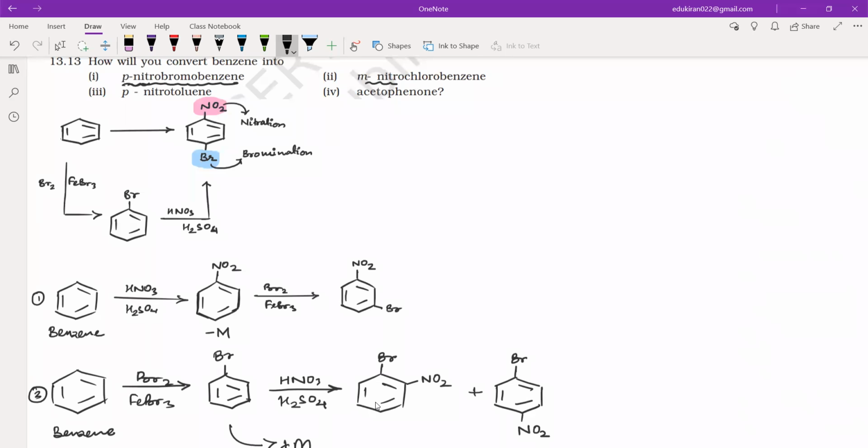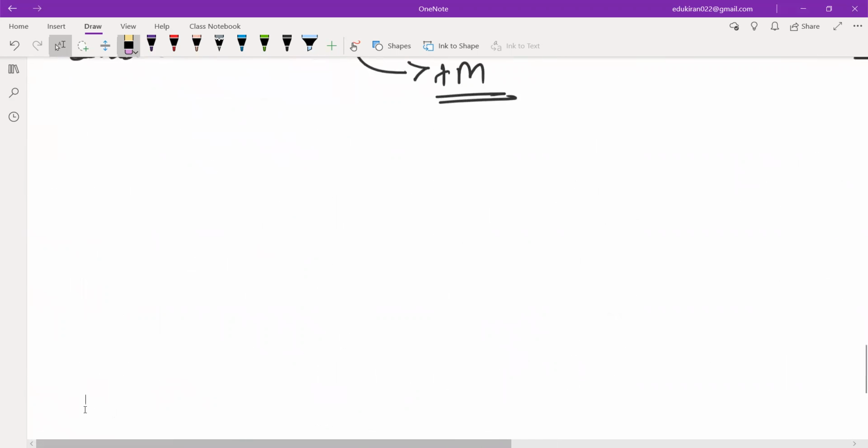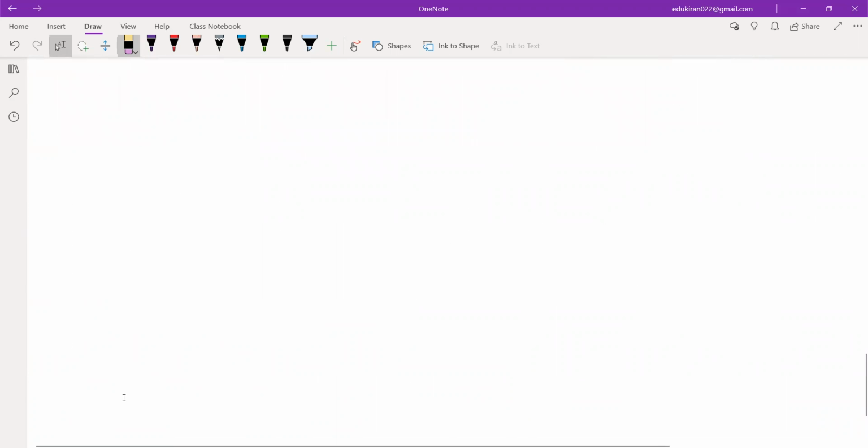First pathway. Okay. आपको ऑर्थो मेटा पैरा पता है ना? ये फर्स्ट पाथवे में क्या मिल रहा है आपको? नाम बताइए इसका. Okay, you have problems in IUPAC nomenclature. Am I right, Samira? Yes. पहले तो हम यही बता देते हैं आपको.